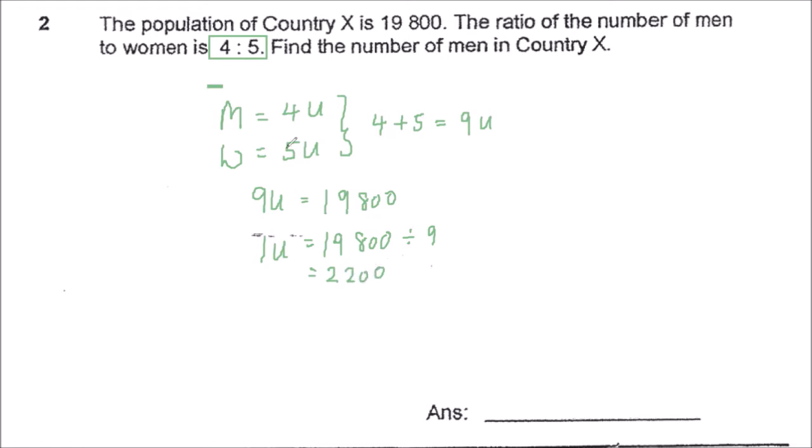So if you want to find men, isn't men just 4 units? So 4 units equals 4 times 2,200. I have 8,800. Okay, so that's the answer.